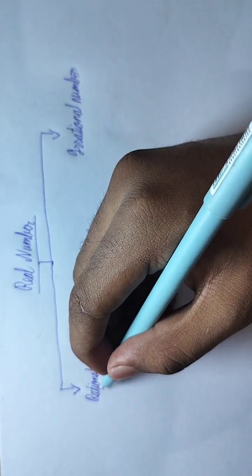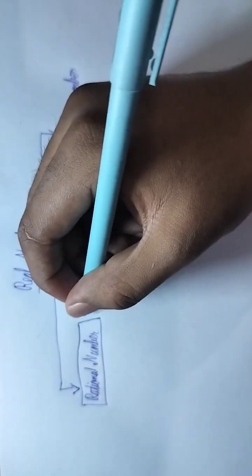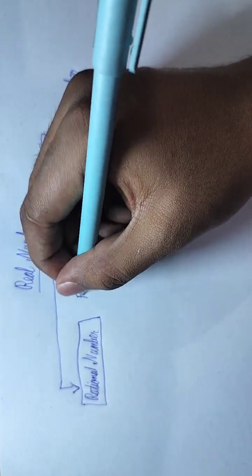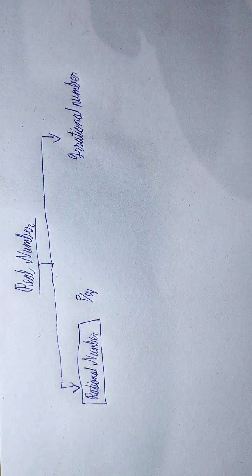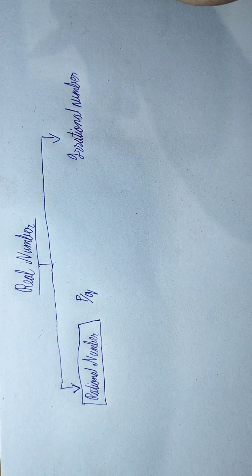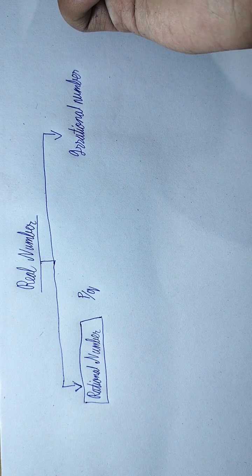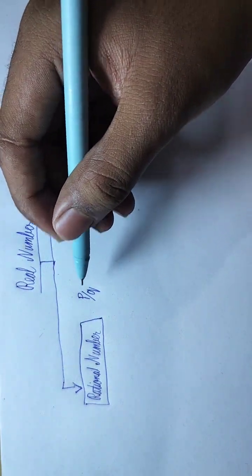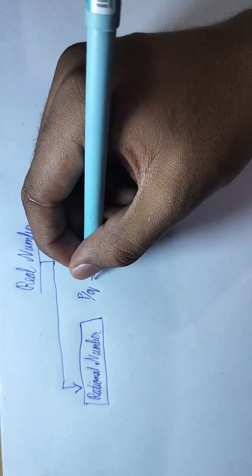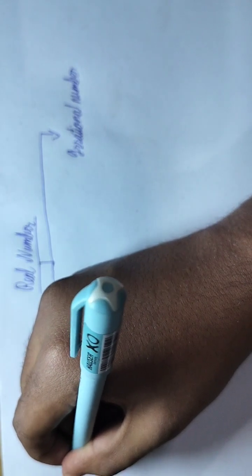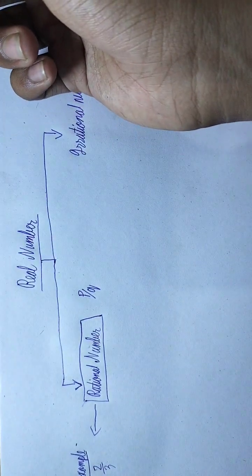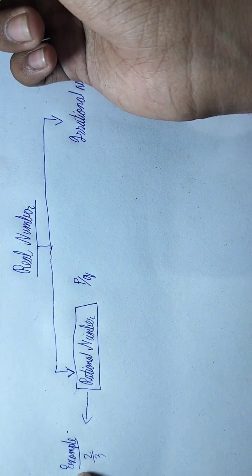A number that can be represented in p by q form is known as rational number. Means a number that can be written in the form of p by q. For example, 2 by 3 is a rational number or not? Yes, it is a rational number.